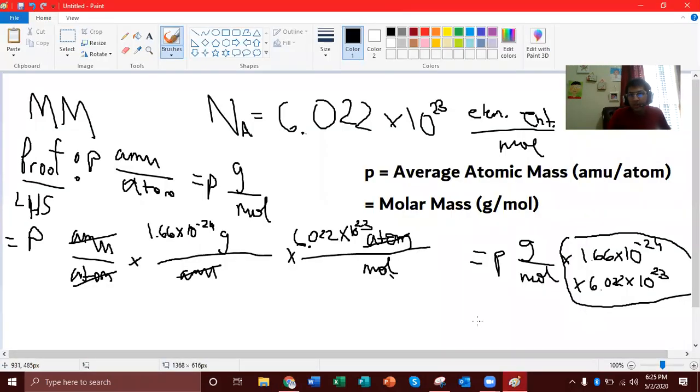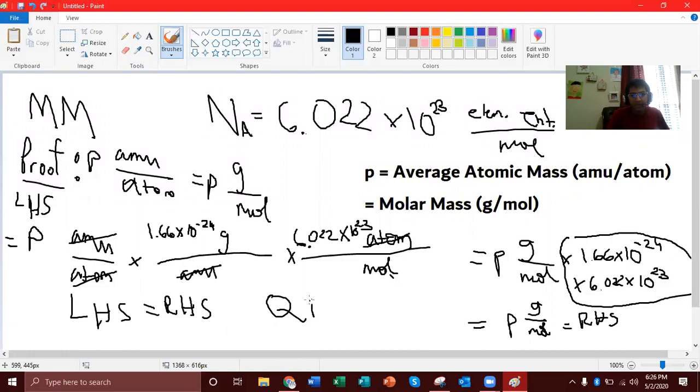And why is that so interesting? Because that means that's just P grams per mole. And therefore, that equals our right-hand side. And because our left-hand side equals our right-hand side, we have essentially proved what we set out to prove. QED, okay? So we have essentially proved that if we look at the periodic table and take atomic mass units per atom, we can actually just assume that to be the molar mass based on this relationship.